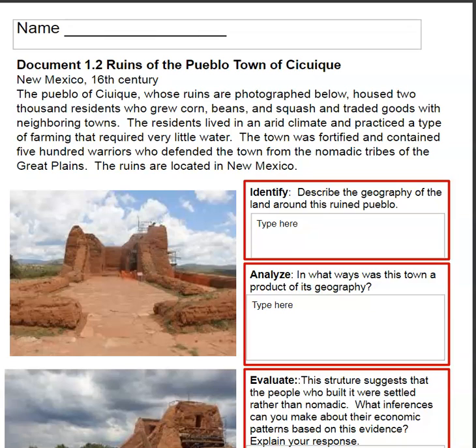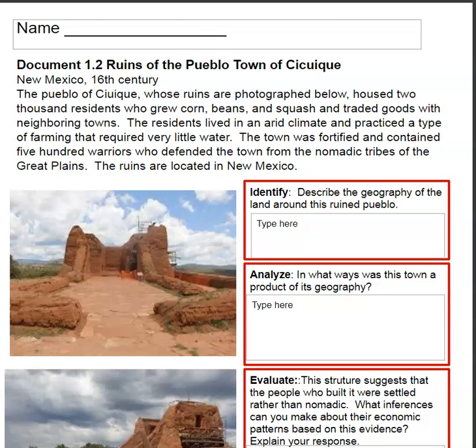They traded with neighboring groups, and you can see this climate looks quite arid, and they must have had some sort of system of irrigation. So again, we're looking at these societies that are thousands of years old, and we can make deductions by looking at their structures and so forth.